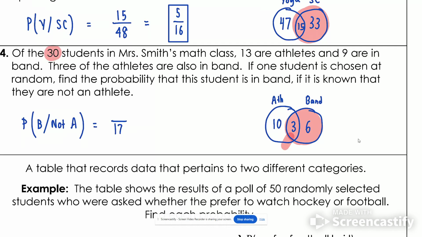Now, out of that, what I've highlighted in red, how many are just band? Only 6. Only 6. Because those 3 right there in the middle, they don't count. It's only these 6. Because the other 3 are actually athletes. So that's 6 out of 17, which will not reduce. All right, you're going to stop this video and begin the next one.